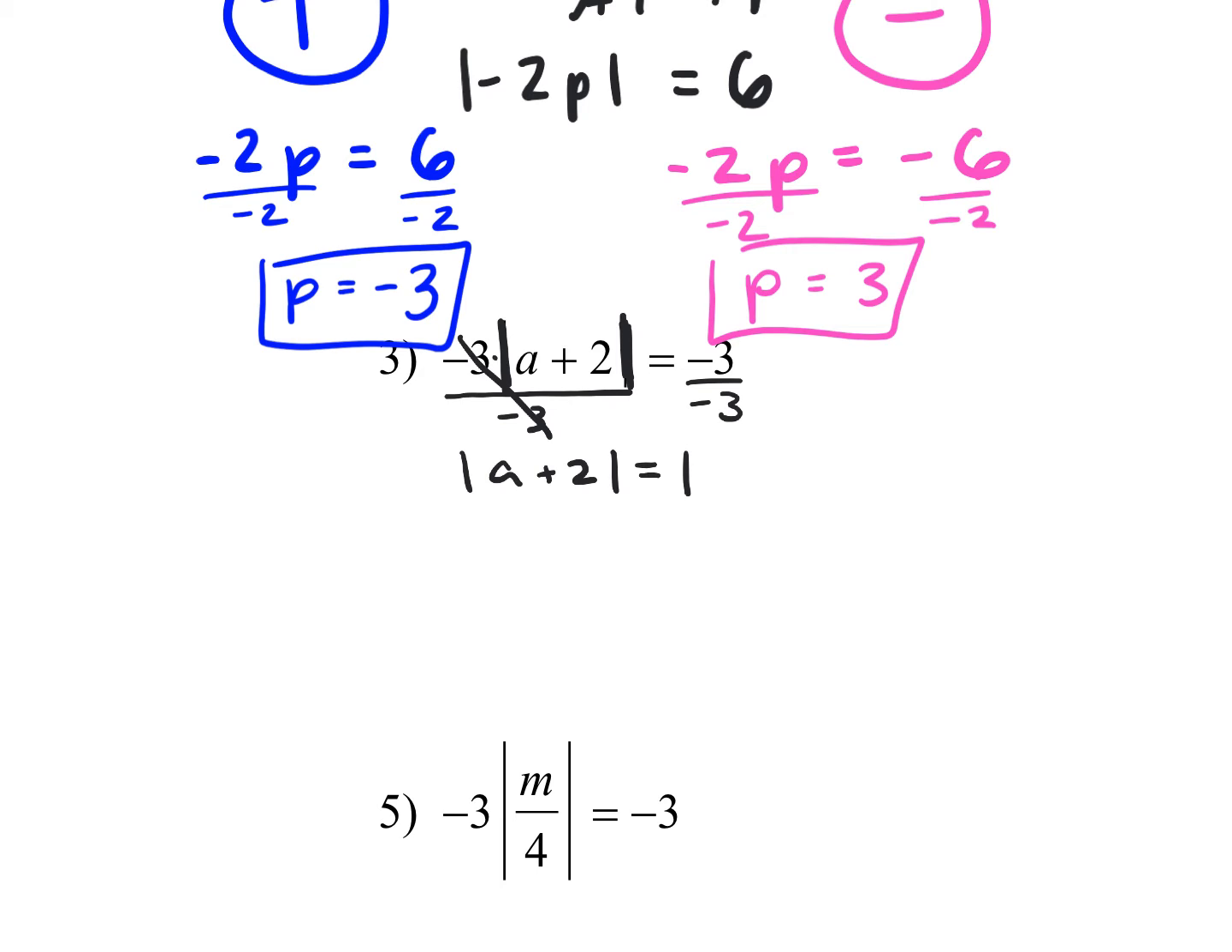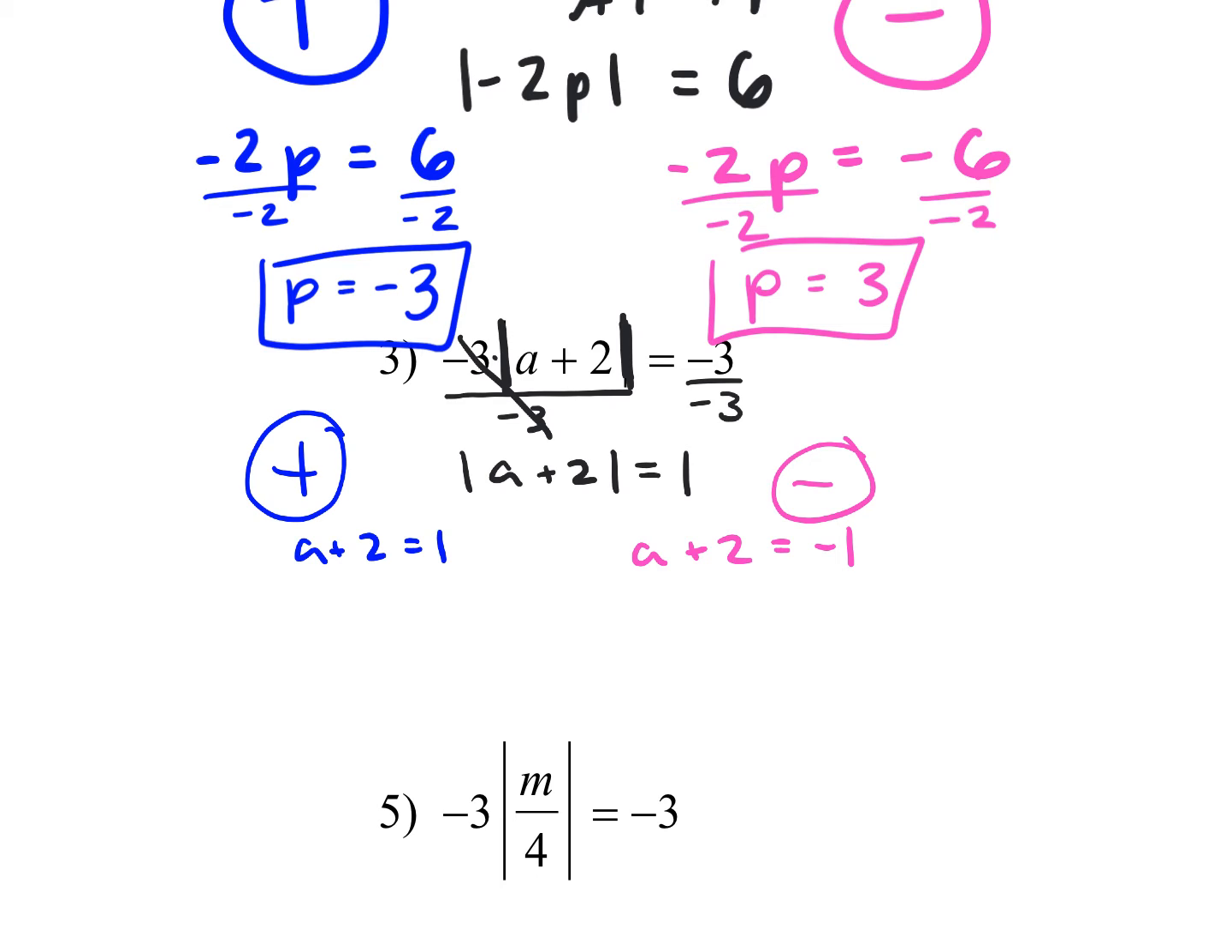1. Now what do I need to do when I get rid of those absolute values? Tessa. A plus 2 equals 1. And what else? A plus 2 equals -1. I split it up into 2 equations. The positive one and the negative one. And then I just solve.